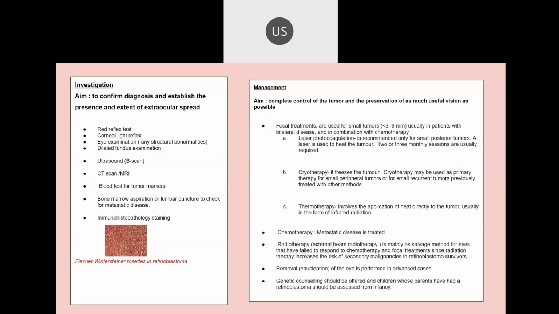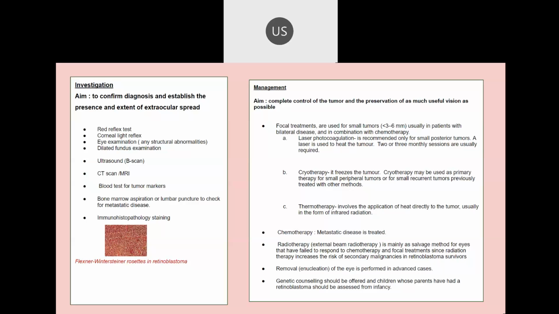B, we have cryotherapy, where the technique is to freeze the tumor. Cryotherapy may be used as primary therapy for small peripheral tumors or for small recurrent tumors previously treated with other methods. Cryotherapy can also be used to treat anteriorly located tumors. C, we have thermotherapy, which involves the application of heat directly to the tumor, usually in the form of infrared radiation. Then next we have chemotherapy, usually used for metastatic disease.